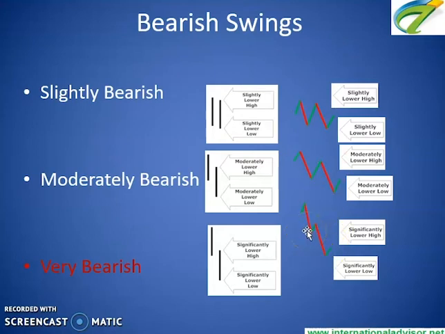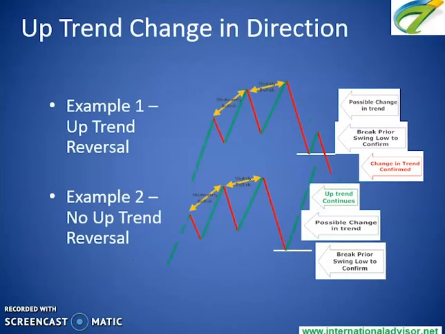This will be helpful in determining the change of trend, like this. See, uptrend change in direction. Example 1, uptrend reversal. Here we can see a combination of moderately bullish to slightly bullish, and then it starts moving down. Here the swing high is higher than the previous one, again higher than the previous one, and the low is also picking up, but all of a sudden it moves down, breaking both the swing lows.